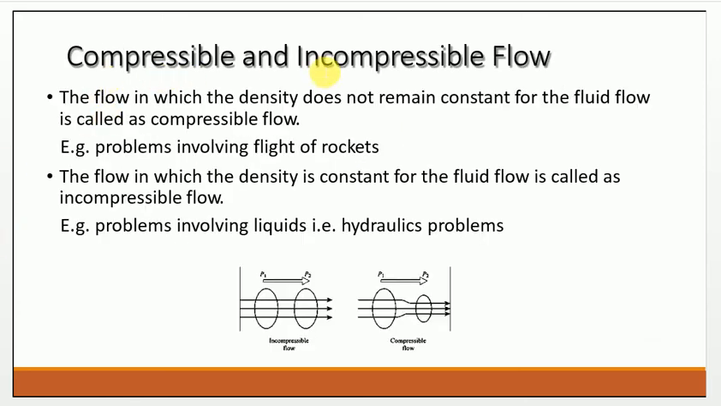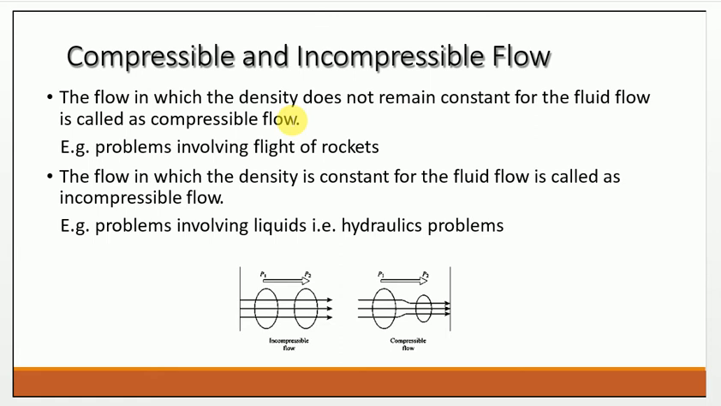The next type is compressible and incompressible flow. The flow in which the density does not remain constant for the fluid flow is called a compressible flow. You can take a simple example of a syringe. Remove the needle, and the syringe is filled with air. If you push it, it can be compressed, so the volume keeps changing. So it's a compressible fluid, and the flow can be compressed.